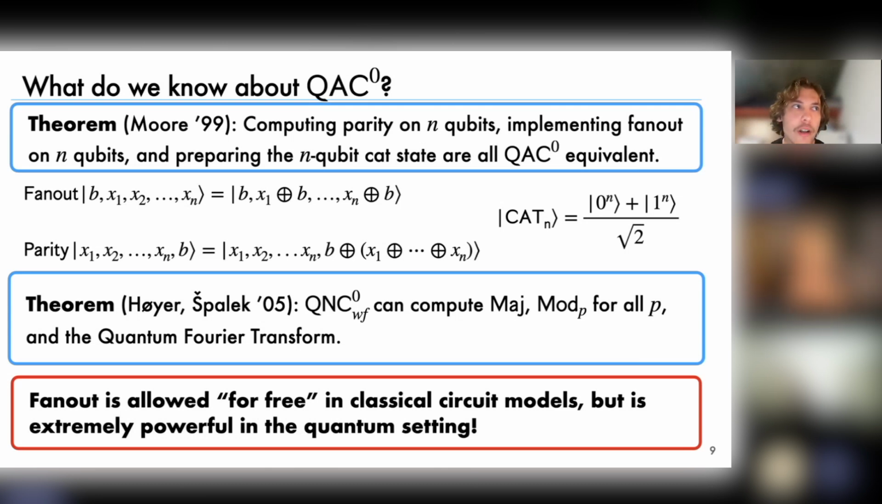And moreover, all of our classical lower bounds still hold even in the presence of unbounded fan-out. And so this is an important difference between these constant depth classical and quantum circuits.